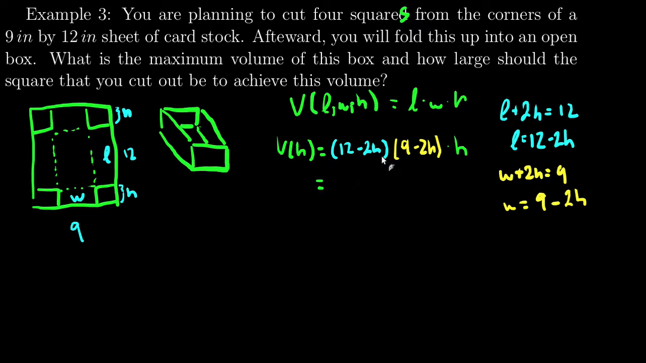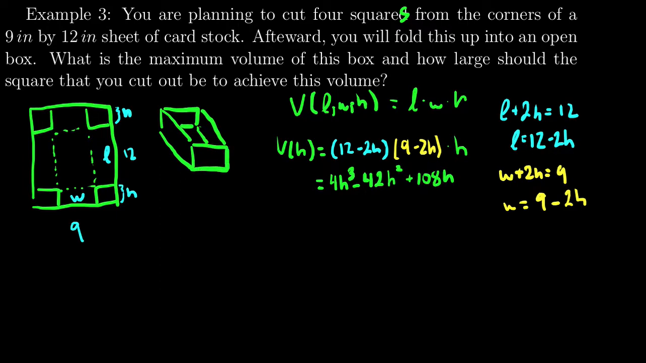And I can expand this out, so I'll put it in standard form at the same time. Negative 2H times negative 2H is 4H squared, times H is 4H cubed. Negative 2H times 9 is negative 18H. Negative 2H times 12 is negative 24H. Negative 18 minus 24 gives me negative 42. I have an H times another H, that's going to be H squared. Let me double check that to make sure I'm right. Yes, I am. And then I have 12 times 9 is 108, times H is 108H.